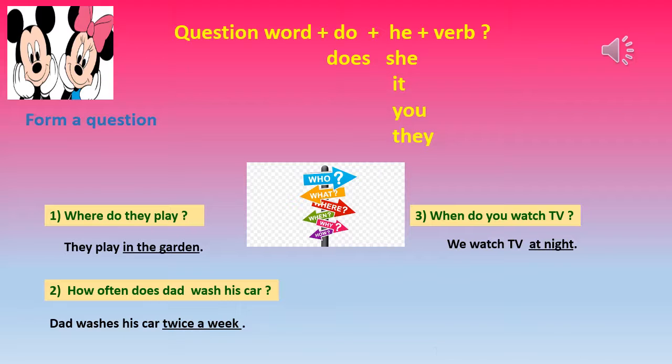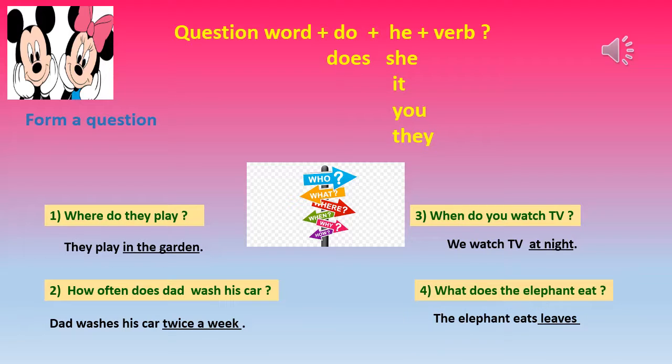The last example, the elephant eats leaves. So I underline for you leaves. I'm asking about something or I'm asking about an information. So I'm going to use what. The elephant takes do or does? Does. So what does the elephant eat?